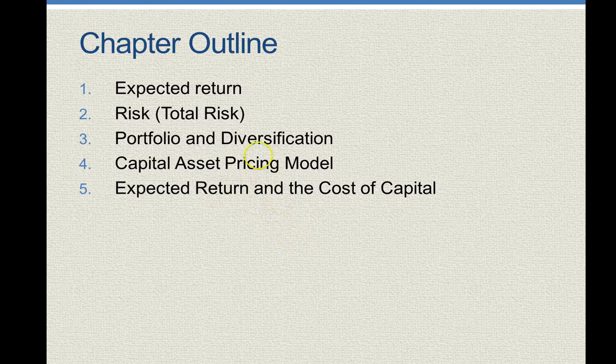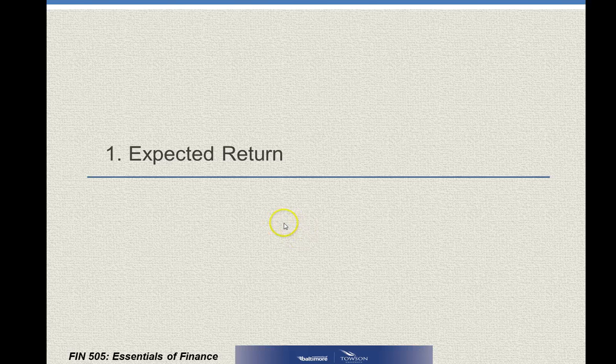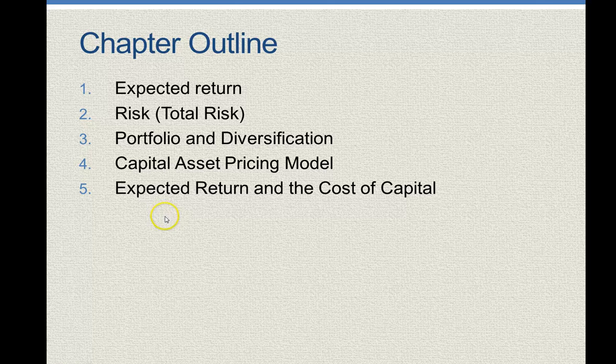And then we're going to be talking about the risk return relationship under a well diversified situation, and that is the capital asset pricing model. And finally, we're going to be talking about the cost of capital. How does that relate to the topic we are talking about today?